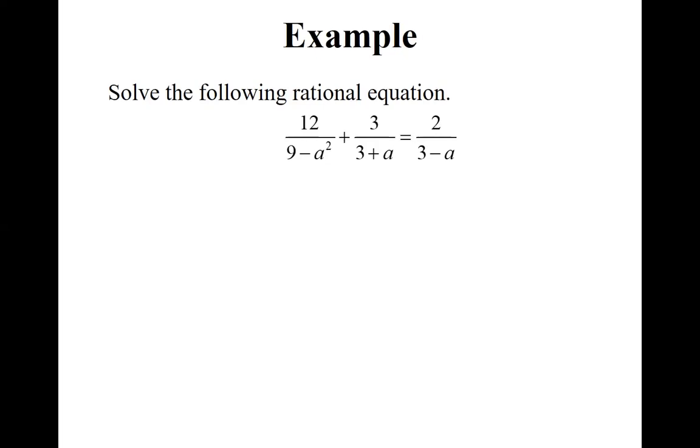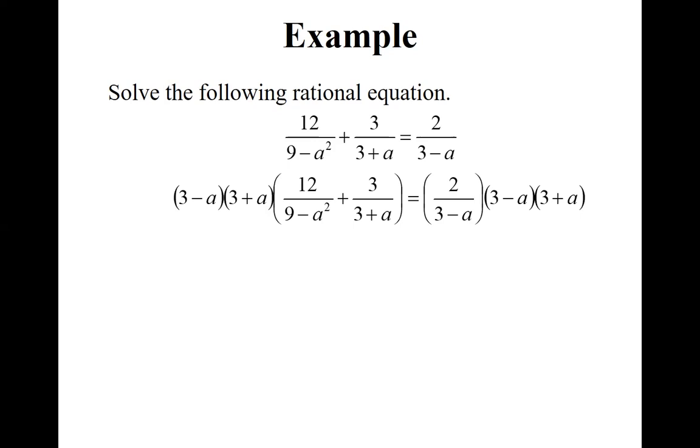Solve the following rational equation: 12 over 9 minus a squared plus 3 over 3 plus a equals 2 over 3 minus a. Now, we know if we factor 9 minus a squared, that's a difference of squares. That's 3 plus a times 3 minus a. So our individual factors that are unique are 3 plus a and 3 minus a. That is going to be the LCD that we multiply both sides by: 3 plus a times 3 minus a.